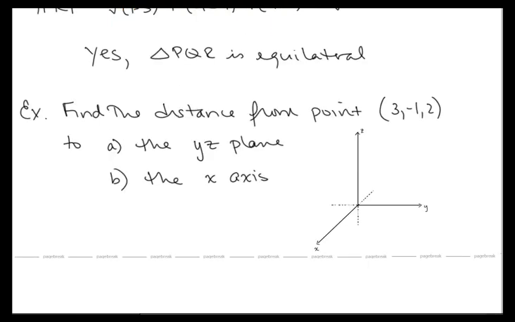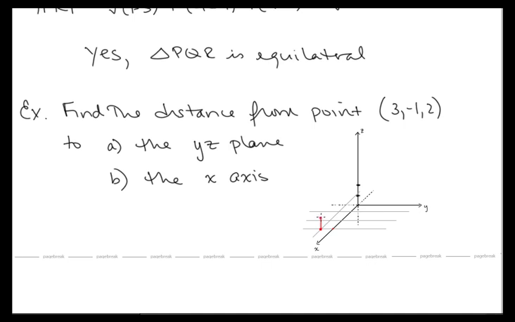Here's another example. Let's find the distance from the point (3, negative 1, 2), first the distance to the YZ plane, and then also the distance to the x-axis. So in order to get a visual with this, let's first plot the point. So here's our 3-dimensional axis system with some grid lines to help us plot. So we want to go 3 units out in the x direction, so 1, 2, 3, and then we want negative 1 in the y, so 1 unit left in the y, and then we want 2 units up.